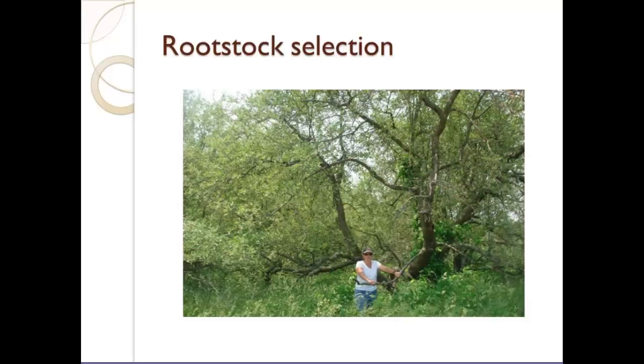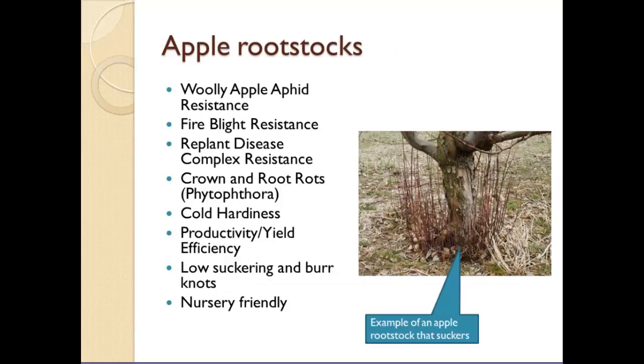Now let's talk about apple rootstock selection. This is a picture of me standing by a standard tree, or one that is not on a dwarfing rootstock. So you can get an idea of what an apple tree looks like when it has no dwarf effect on it at all. These are just landscape trees. These can easily live several decades. So they're very large and very long-lived. As you dwarf them, their life is decreased. So the more dwarf, the shorter their life is.